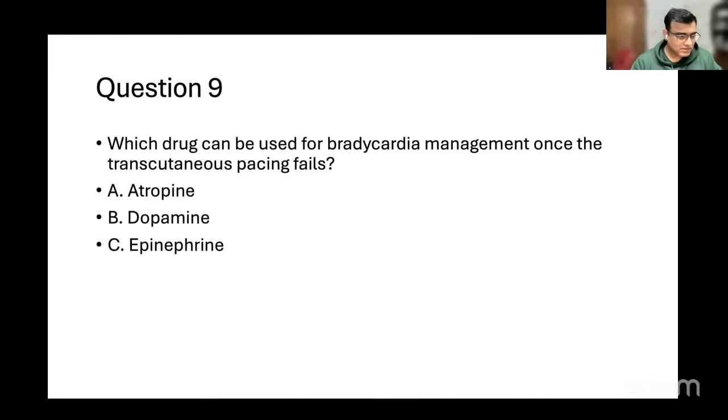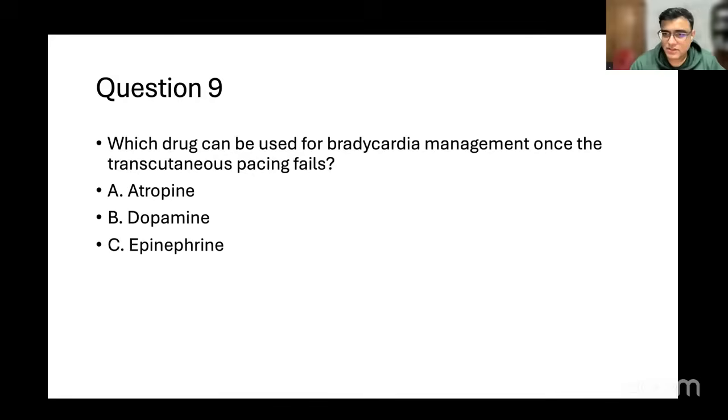Sir, any inputs? It's a confusing one. In the AHA, both drugs are there. But practically, the usage of dopamine is very, very less nowadays because of the increased risk of arrhythmias associated with it. Especially in the US, they are using a lot of epinephrine in bradycardia management. So we cannot say which one is the right one right now.